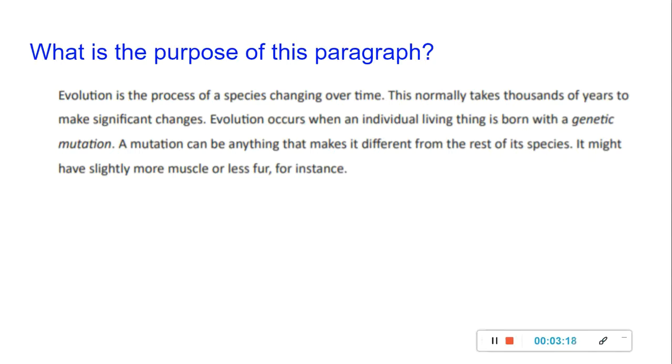Now, for me, the purpose of this is to introduce evolution. And I would say the purpose of this paragraph is to define what is evolution. So if I was going to give it a subheading, I would say, what is evolution? Take some time to read this again and think, well, what is evolution? Because it does explain it really well.